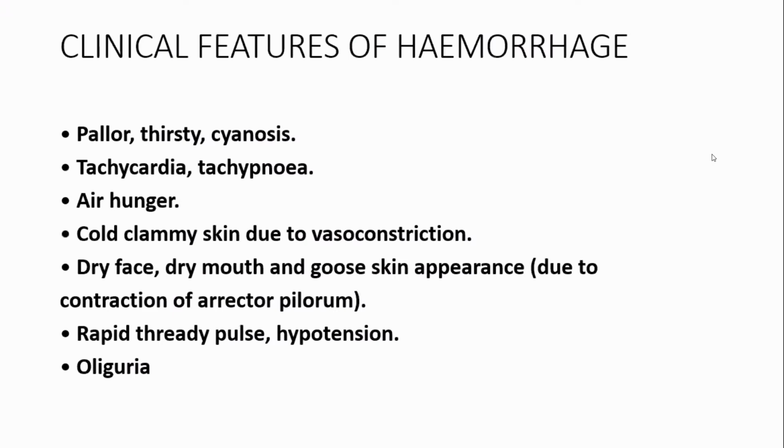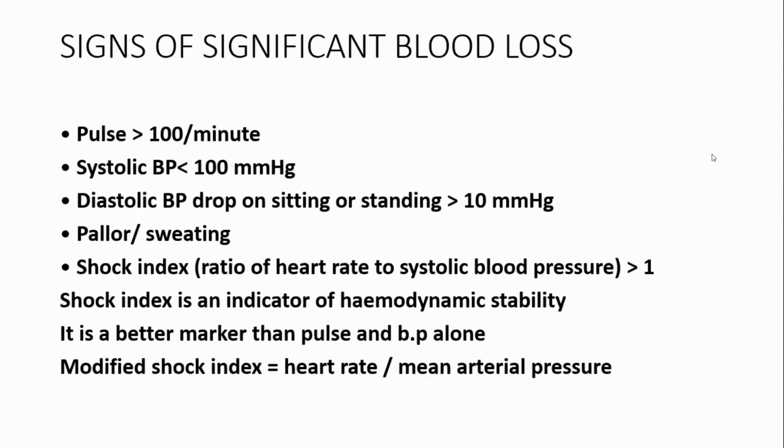Clinical features of hemorrhage, as we know, are pallor, thirst, cyanosis, tachycardia, dry face. So we need to examine this part. We need to know from the history, from the examination, and then the investigation. In examination, you need to find out if there is a clammy hand, patient has air hunger, tachypnea, tachycardia, dry tongue, and urine output is less. So we need to act early. We have to give fluid, or if the investigation shows less hemoglobin, then we have to transfuse blood.